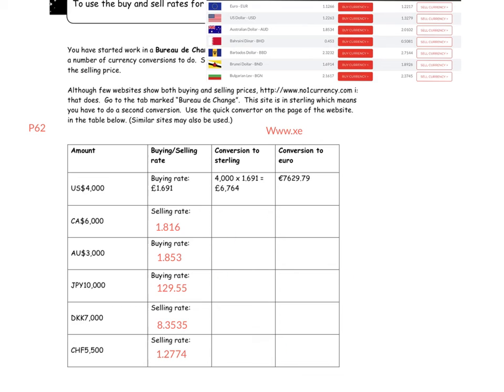So how to fill it in? Try to do it on your own. How to convert it to sterling? Basically, you always multiply the amount of money by the rate and you put the answer here. When you have the answer in sterling, so you have pounds, how to convert it to euro? Okay, go to this website, as simply as you can do it, put the amount of money you have and convert sterling to euro. You can use any website you wish to convert money.